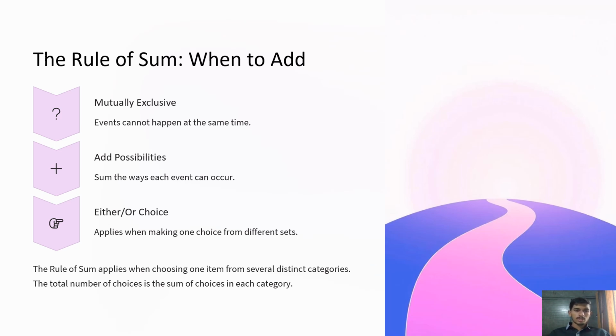The next one is add possibilities. Sum the ways each event can occur. If there are a number of events, we first add all the events, and if we want some event 1, we divide event 1 by the total number of events. The either-or choice is applied when making one choice from different sets of possibilities. The rule of sum applies when choosing one item from several distinct categories. The total number of choices is the sum of the choices in each category.